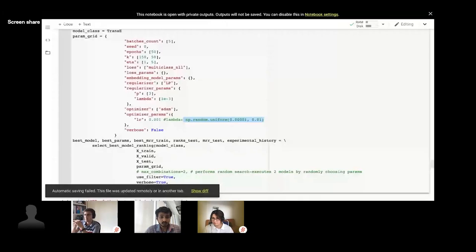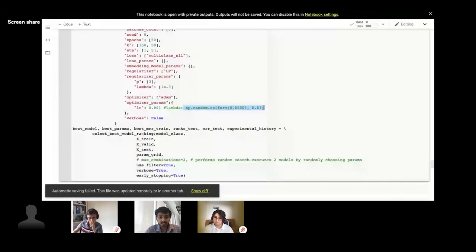dynamically. So what select_best_model_ranking does is it will run through all the grid combinations and it will spit out the best model. So you'll get the best model along with its parameters, and you'll also get the experimental history of all the models that have been tried out.